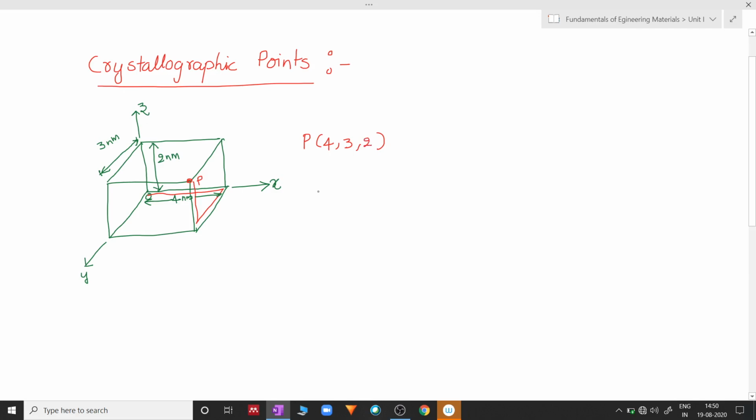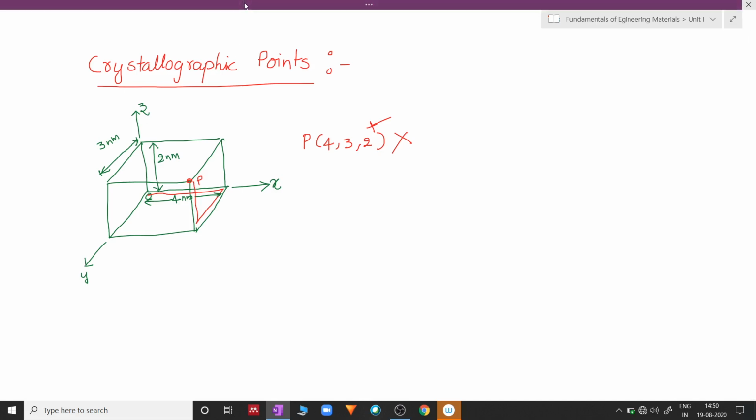But this is not the crystallographic point. This is just a Cartesian coordinate system point that is represented. It is not the crystallographic point. Crystallographic points, I will explain with an example.